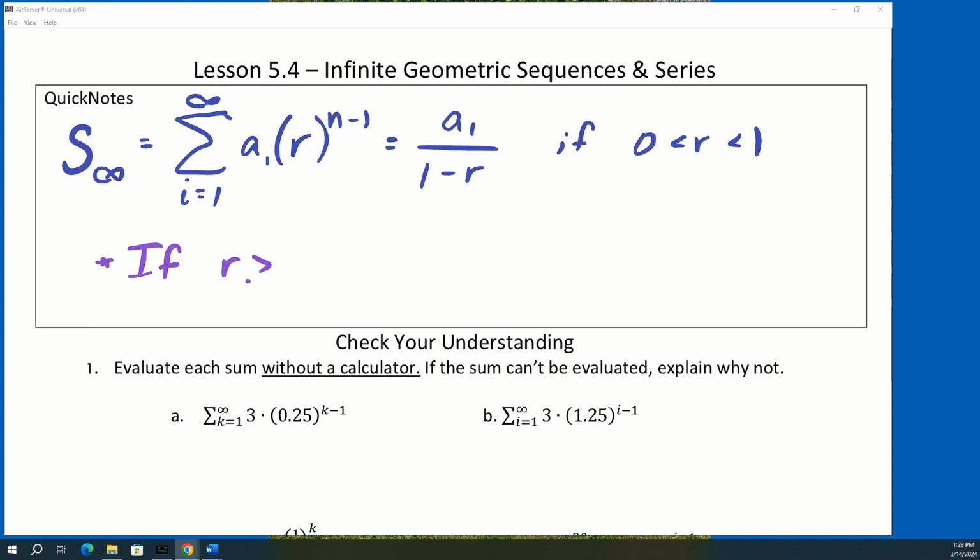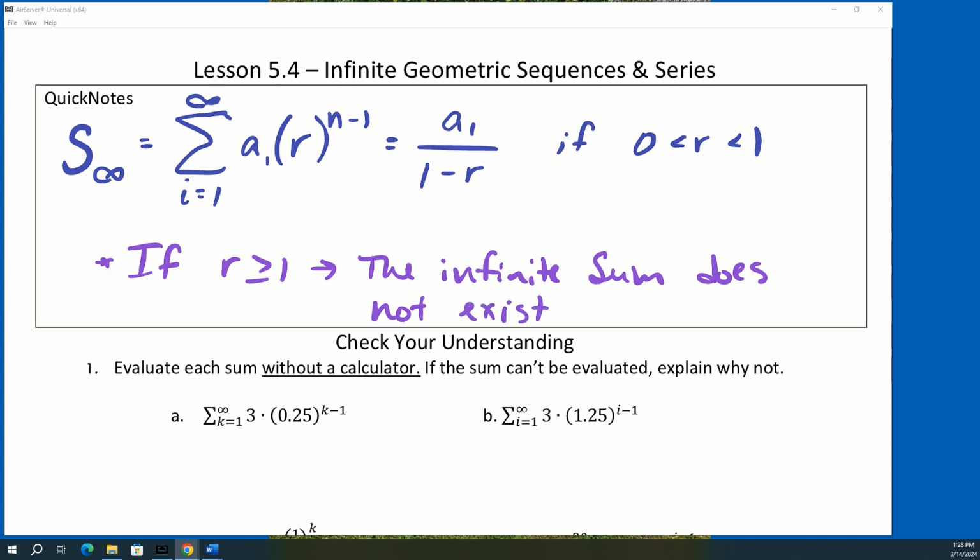If r is greater than or equal to 1, the infinite sum does not exist. It would actually be infinity. But as long as that r is between 0 and 1, you can find the value of the sum.